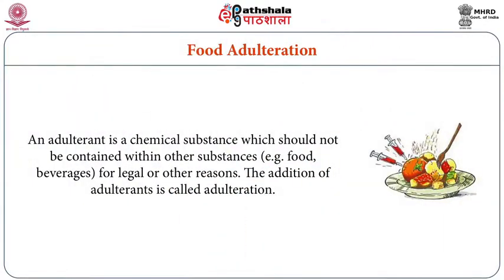So in order to stop this adulteration, identifying the authenticity of a food ingredient is very important. Again, we will see one by one the legal definitions given by different authorities. An adulterant is a chemical substance which should not be contained in a food, intentionally or unintentionally. It is actually not part of that particular food. That is called an adulterant.